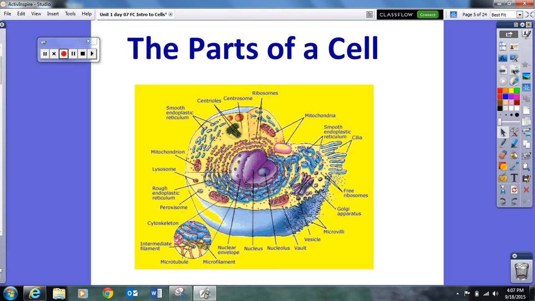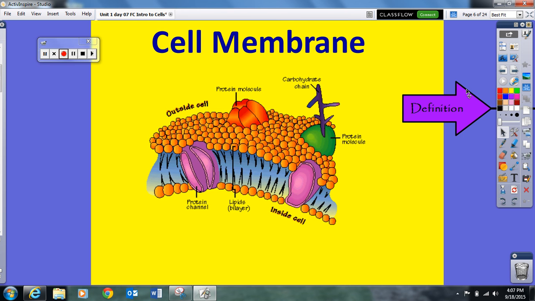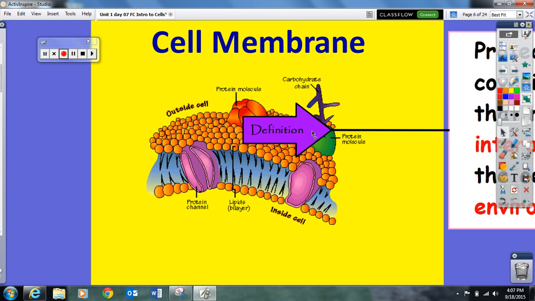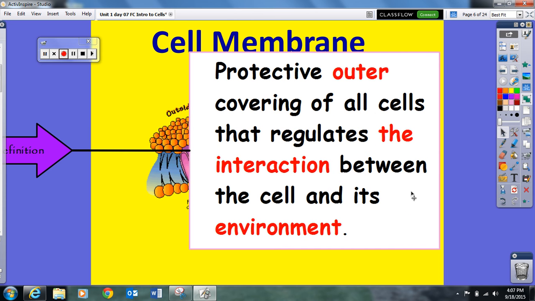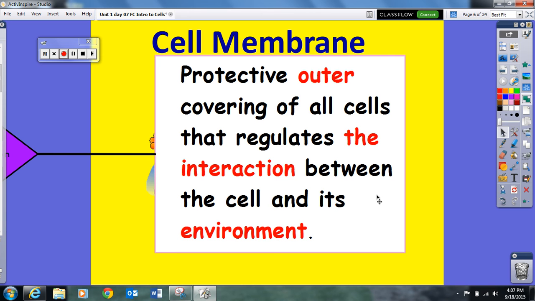So now the parts of a cell. What's inside a eukaryotic cell? We're going to start with the cell membrane. The cell membrane acts as a gatekeeper, and it controls what goes inside and out of the cell. So it's a protective outer covering of all cells that regulates the interaction between its cell and its environment.